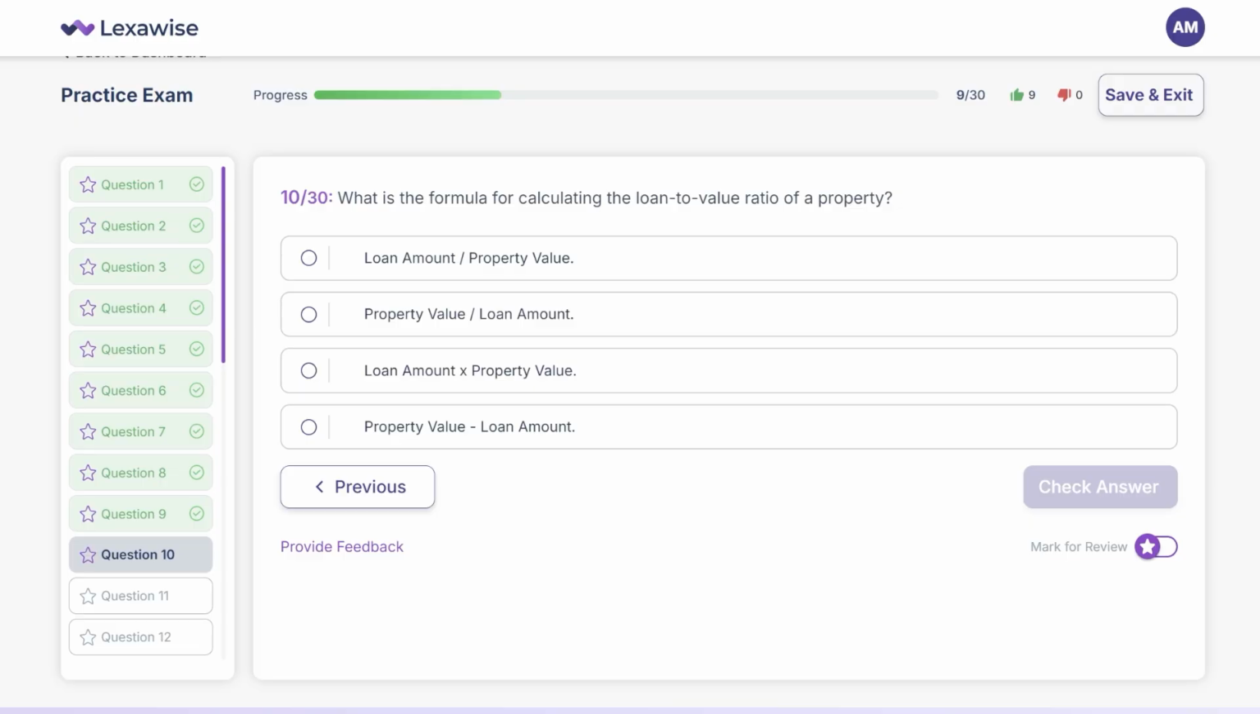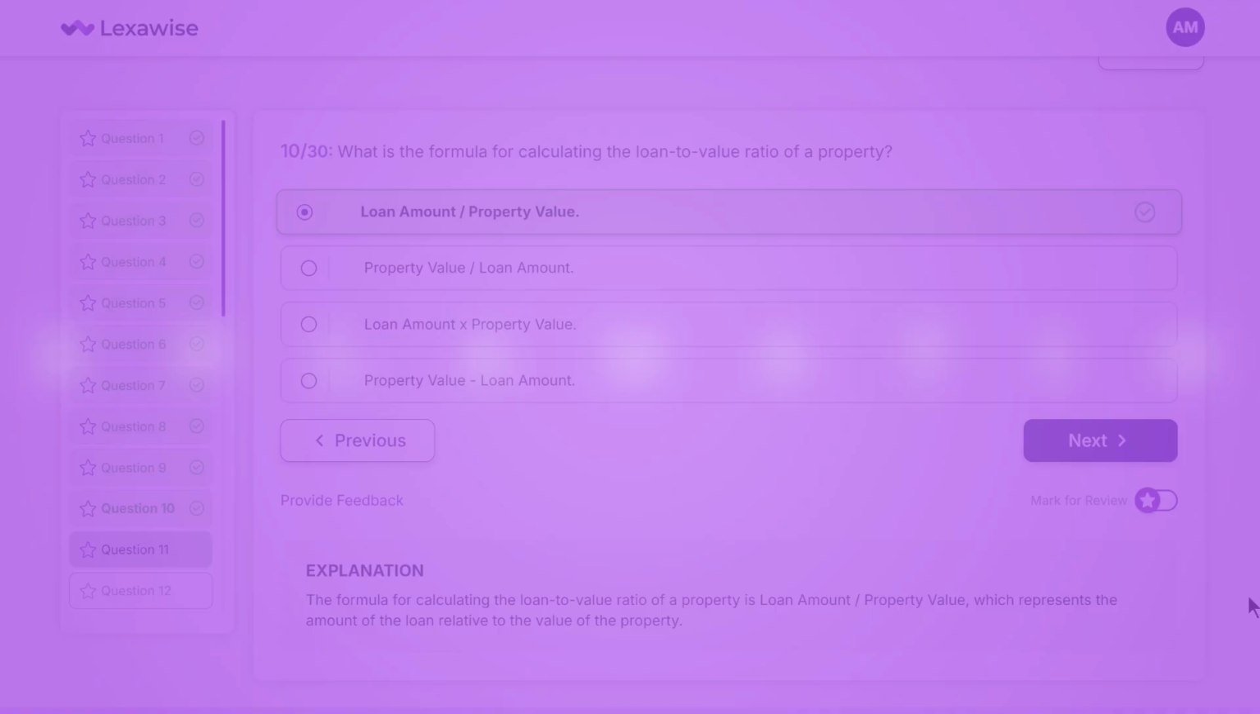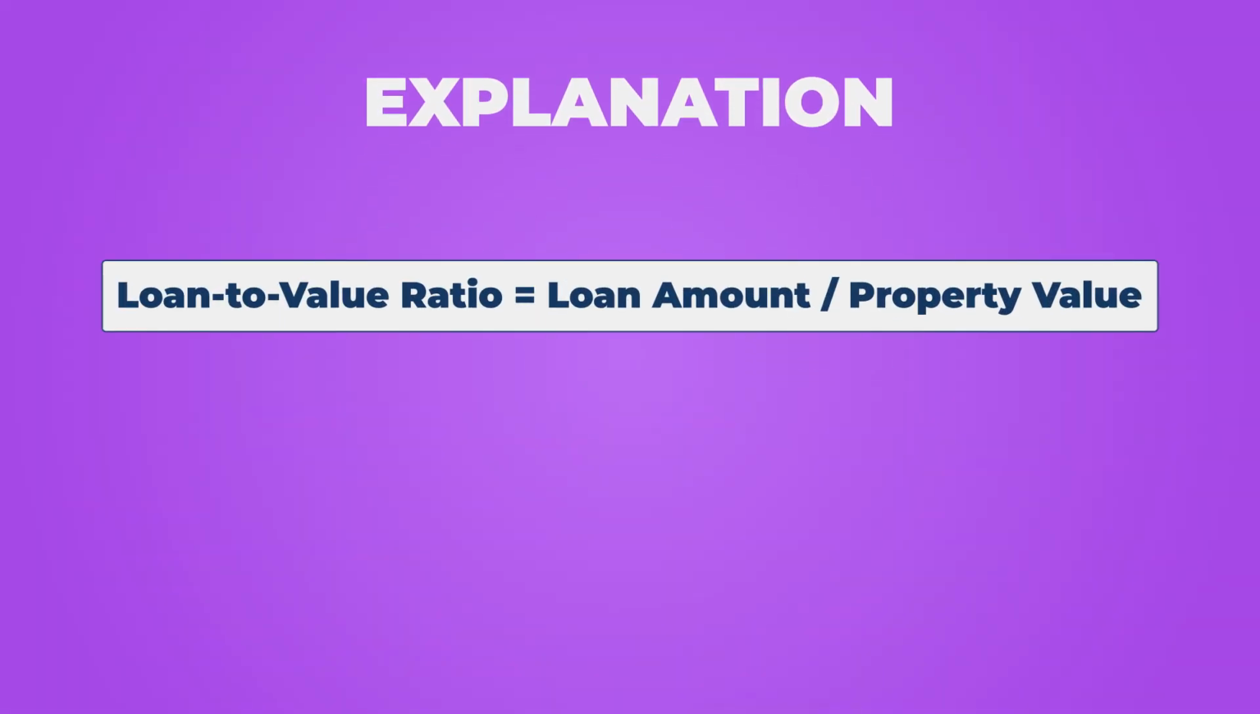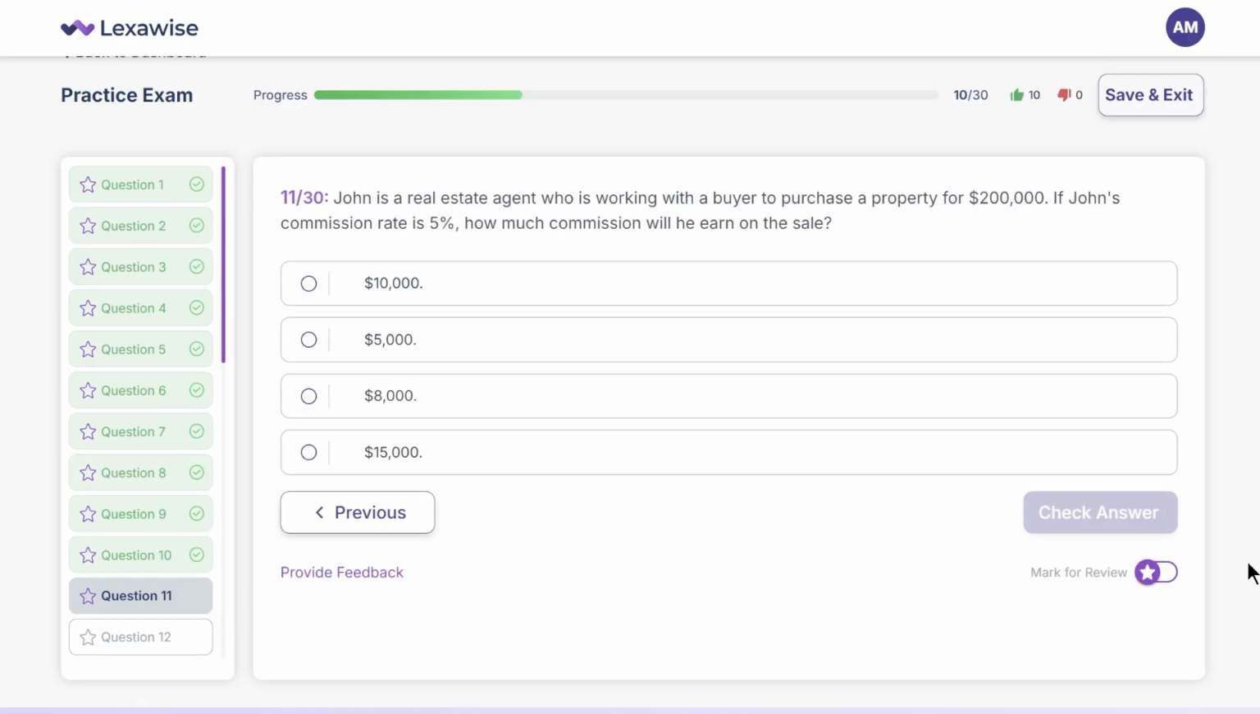What is the formula for calculating the loan-to-value ratio of a property? A. Loan amount divided by property value. B. Property value divided by loan amount. C. Loan amount times property value. D. Property value minus loan amount. The correct answer is A. Loan amount divided by property value. The formula for calculating the loan-to-value ratio of a property is loan amount divided by property value, which represents the amount of the loan relative to the value of the property. Now let's test your understanding with this one.